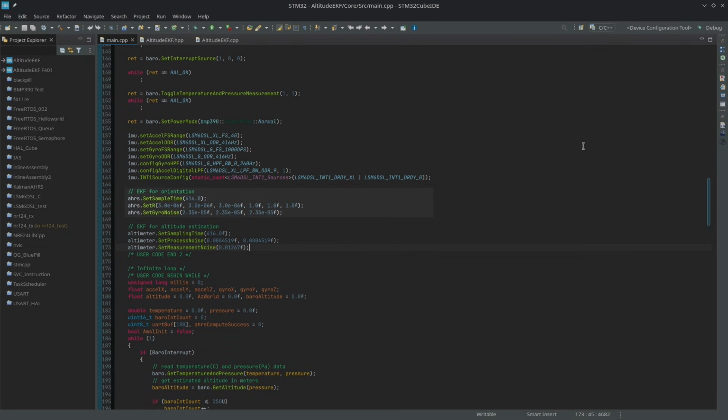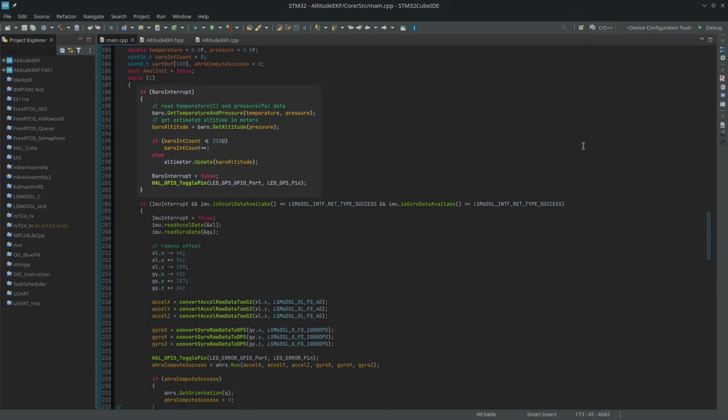This part sets the AHRS EKF object, followed by the altitude EKF object. The sampling frequency is set to 416 Hz, based on the accelerometer output data rate. The process noise is set to the value we calculated earlier, followed by the measurement noise. In the while loop, if the barometer interrupt has triggered, we read the temperature and pressure to calculate the barometric altitude. However, the barometer needs some time to settle, so we need to ignore the first 250 readings, that is for 5 seconds. When 5 seconds have elapsed, we call the update function and pass the barometric altitude to update the predicted altitude.